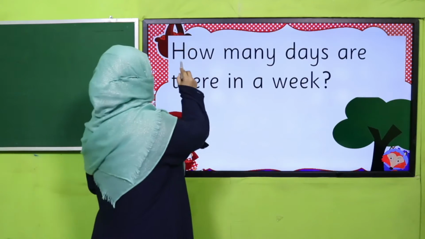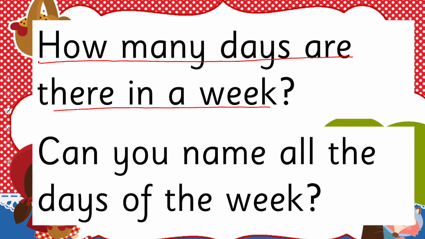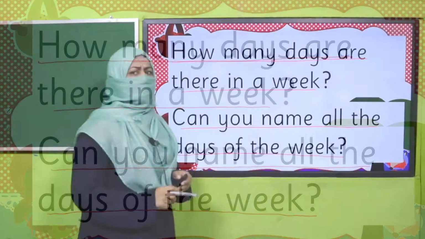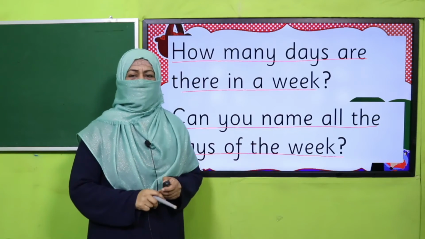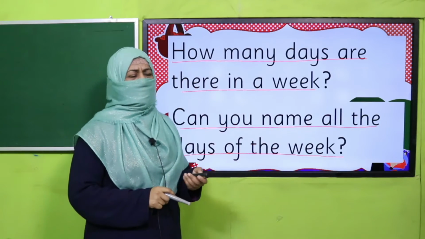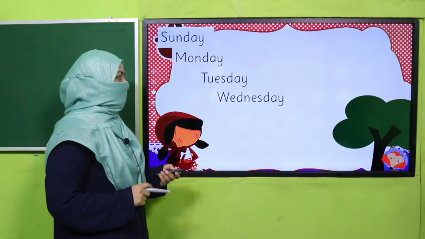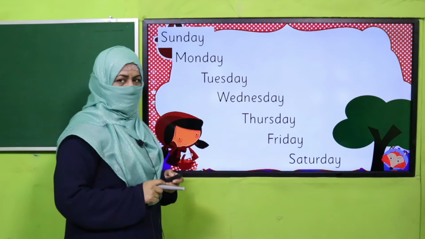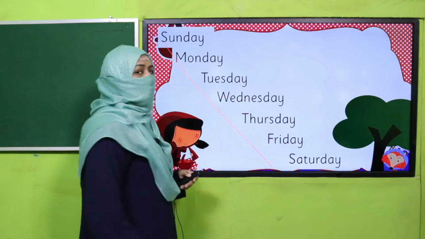So first you tell me, how many days are there in a week? And can you name all the days of the week? Can you name? Okay, then pause the video and answer this question to your teacher. Yes, my dear students, you know there are 7 days in a week and they are Sunday, Monday, Tuesday, Wednesday, Thursday, Friday, Saturday. Now you see, this is a week.